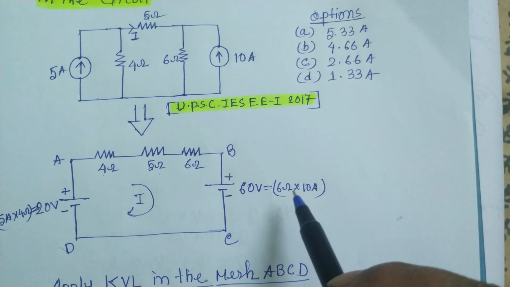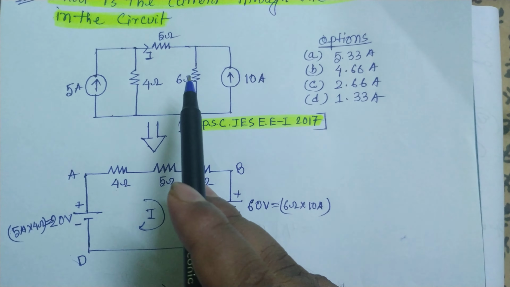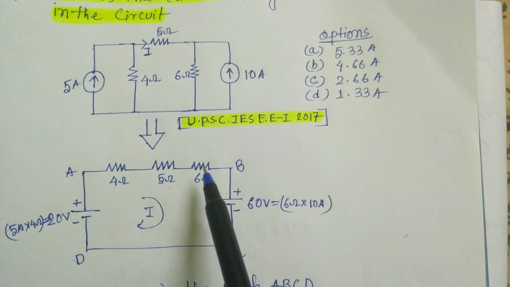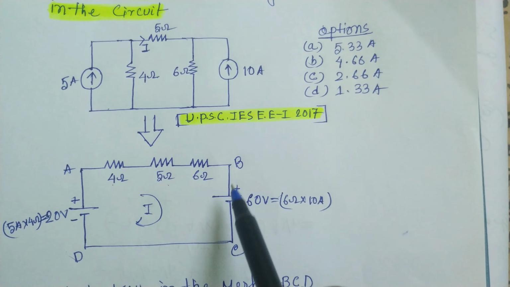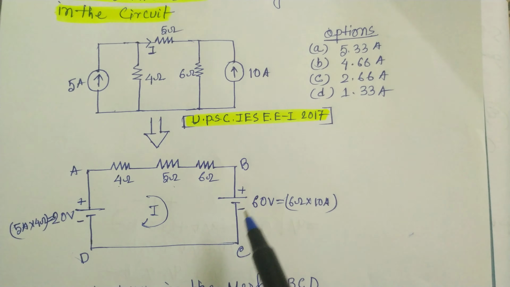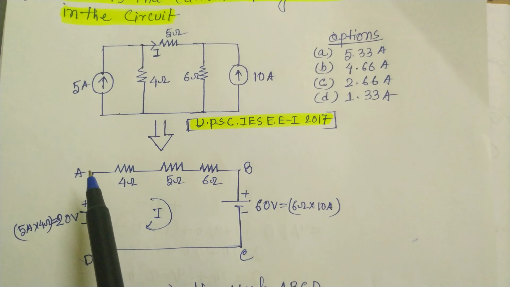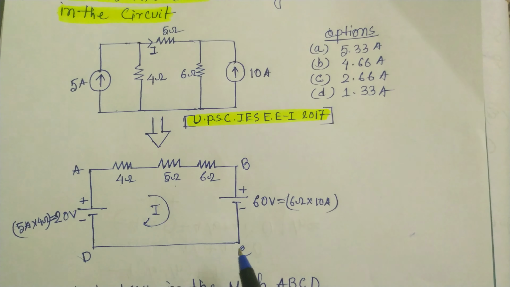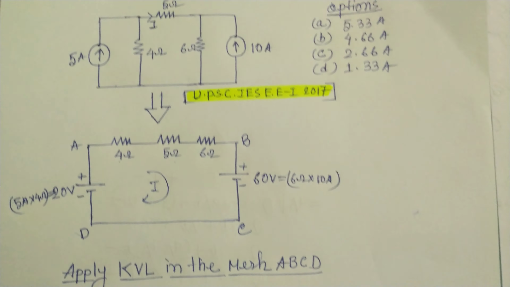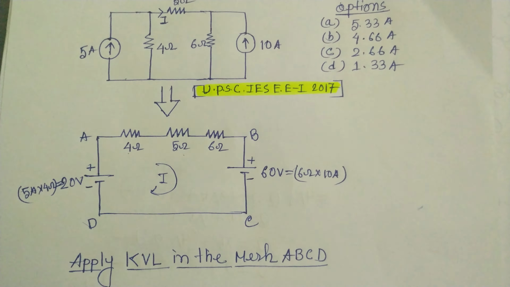So here 6 ohm into 10 equals 60 volt, and the 6 ohm resistance will be in series with the 60 volt supply. Now we can apply KVL in the mesh. The mesh is A, B, C, D. I have drawn the direction of the current here. So apply KVL in the mesh A, B, C, D.